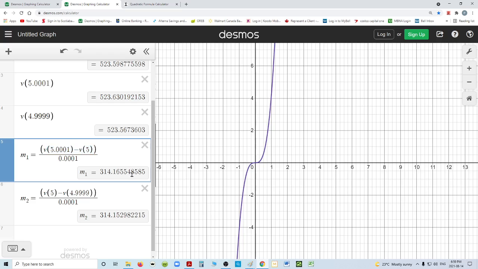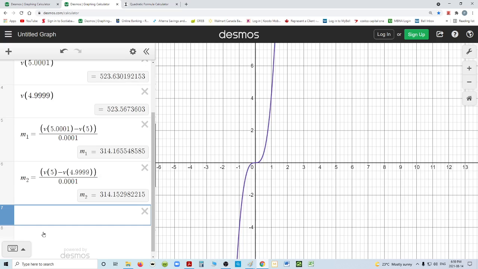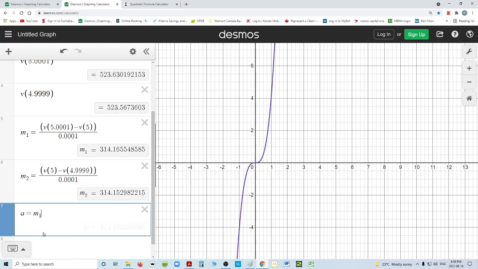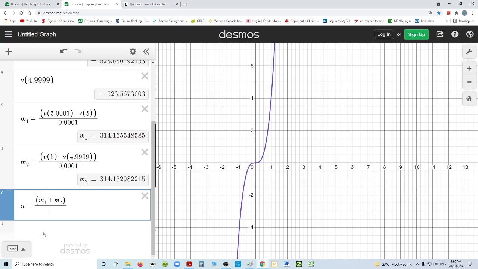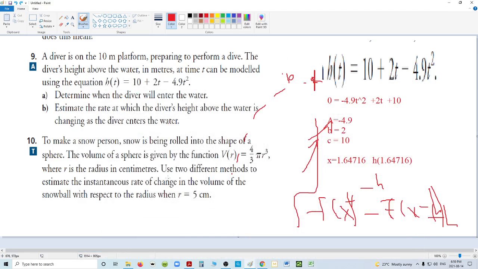And they're both pretty close. You'll notice they're slightly off. This is 0.6 and this is 0.5, but you can see the rate of change is roughly in that neighborhood. So you could average those two. The average is going to be equal to M1 plus M2 in brackets divided by 2. So there you would take your average of those two, and you get a good idea of how much that volume is changing based on each centimeter, sorry, not meter, centimeter.